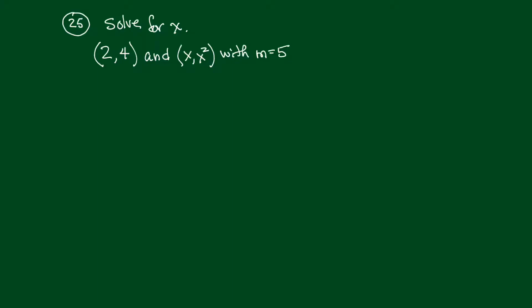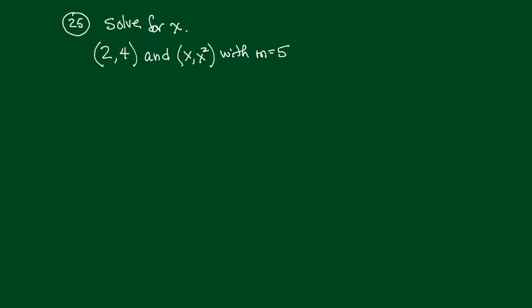This looks like an interesting problem. We're given 2 points, that a line passes through these 2 points. We're given the coordinates of the first point, but we don't know for sure the coordinates of the second point. But we do know that the line passing through these 2 points has a slope of 5. And what we want to do is find the value of x that makes this whole thing work.